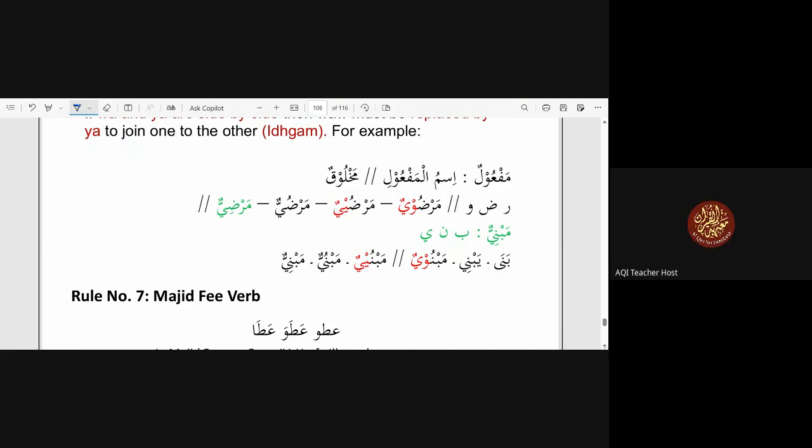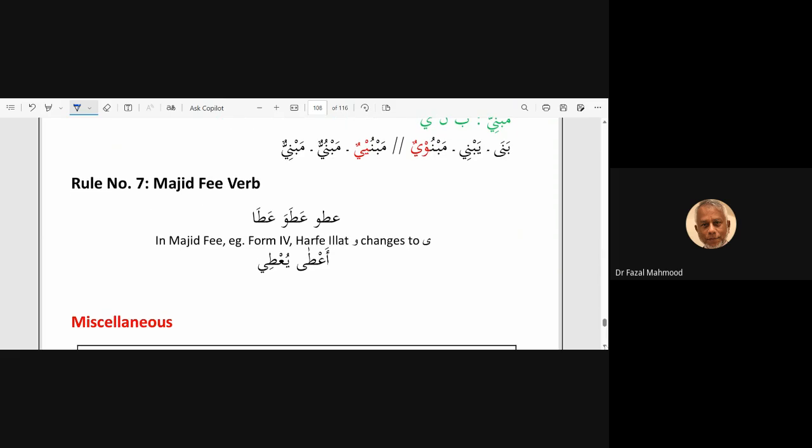Yes, mabni. From bana, which means to build, and mabniyun is ismul maf'ul, which means already built. What is built? The end result. So mabni is already built. This is the original madi verb, and then the original mudari verb, and then ismul maf'ul, and after that with the process, it is mabniyun.